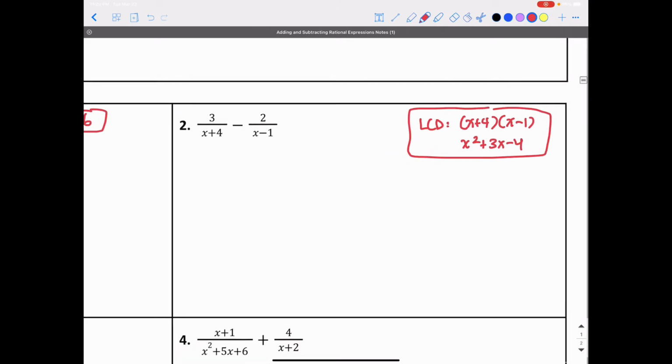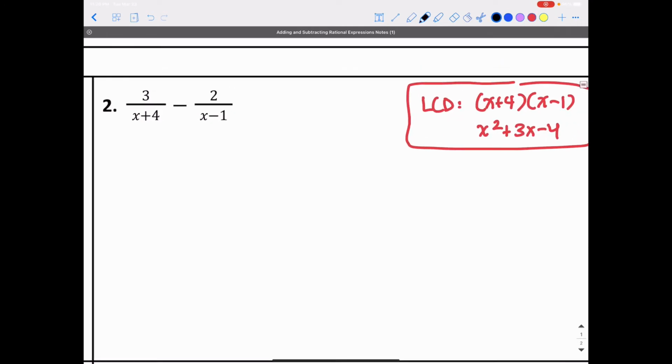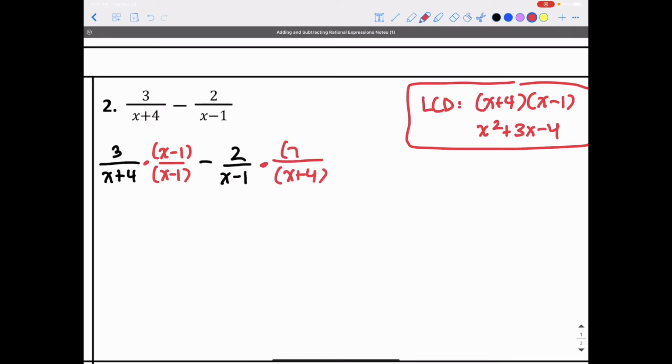And so I want to change the denominators to be x squared plus 3x minus 4. And I have to change both of these fractions. So I have 3 over x plus 4. What I'm going to need to multiply that denominator by to get this least common denominator is x minus 1. So I'm going to multiply the bottom by x minus 1. And if I do that in the bottom, I have to do that in the top. For the second fraction, to get x squared plus 3x minus 4 in the denominator, I need to multiply the denominator by x plus 4. And if I do that in the bottom, I have to do that in the top.